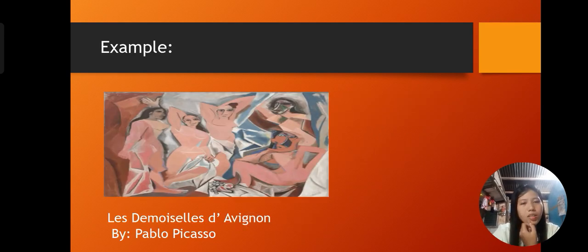This is an example of Cubism. It is Les Demoiselles d'Avignon by Pablo Picasso. It represents the young women of Avignon. It refers to Avignon Street in Barcelona, the home of prostitutes that the artist was relying on.